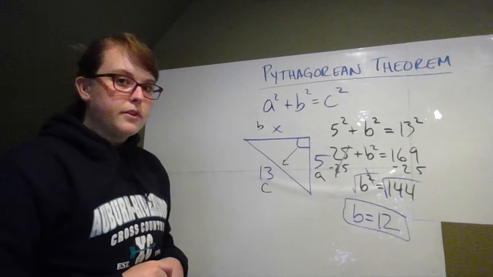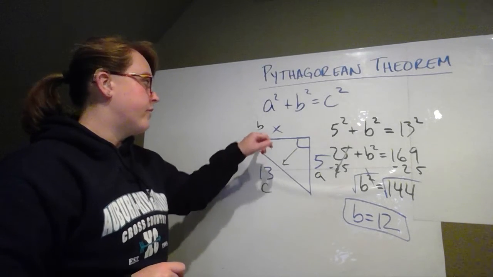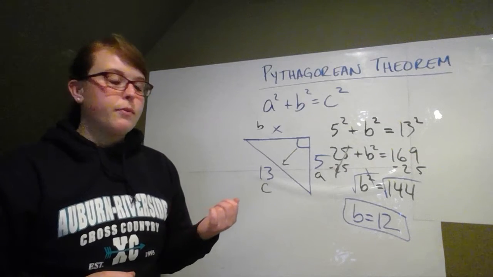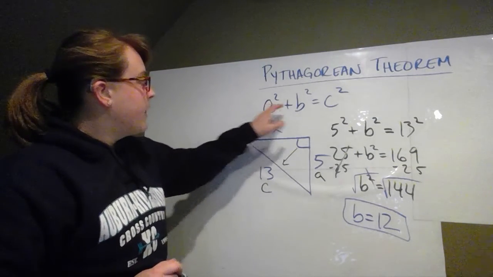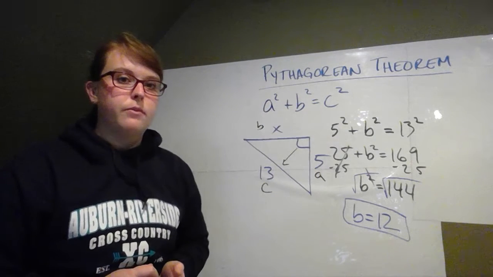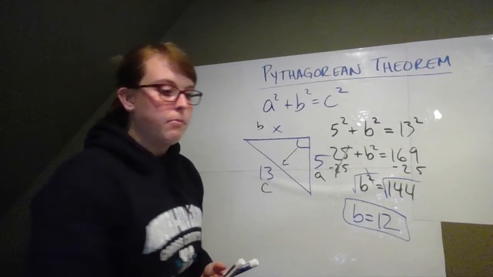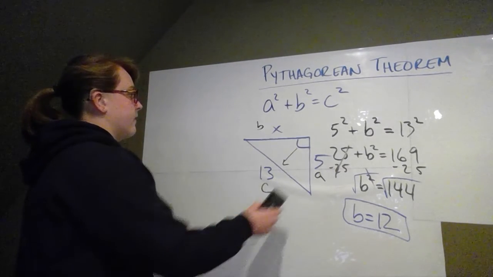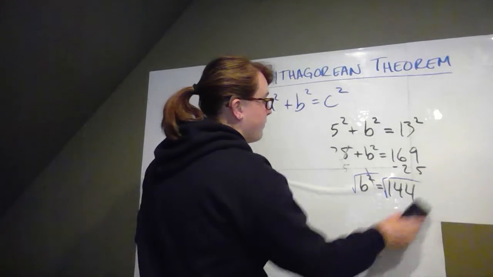Okay, so those are two examples, one where you're given the hypotenuse and you have to find one of the legs. The other one where you're given the legs and you have to find the hypotenuse. It's all plugging things into this A squared plus B squared equals C squared. Okay, so let's do a different type of problem that still has to do with the Pythagorean theorem. Actually, it has to do with the converse of the Pythagorean theorem.